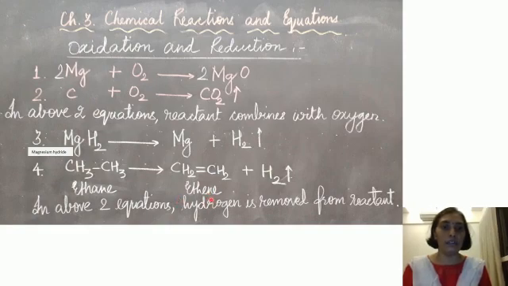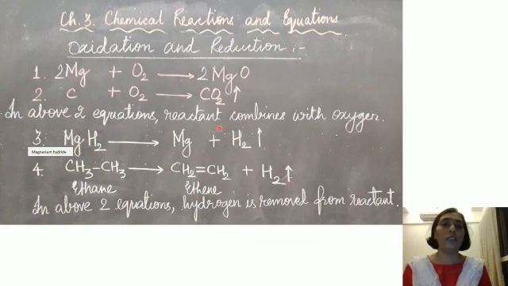Now what has happened here is that one hydrogen from here, CH3, has become CH2. Similarly, one hydrogen from here also, CH3, has become CH2, and so we introduce a double bond for satisfying the valencies. And what has happened? One hydrogen from here, one hydrogen from here. So hydrogen gas is evolved. So again, this is an example of removal of hydrogen. So here in above two equations, hydrogen is removed from the reactant. These are our reactants. Here it is magnesium hydride and here it is ethane. So from both we find that the hydrogen is getting removed.